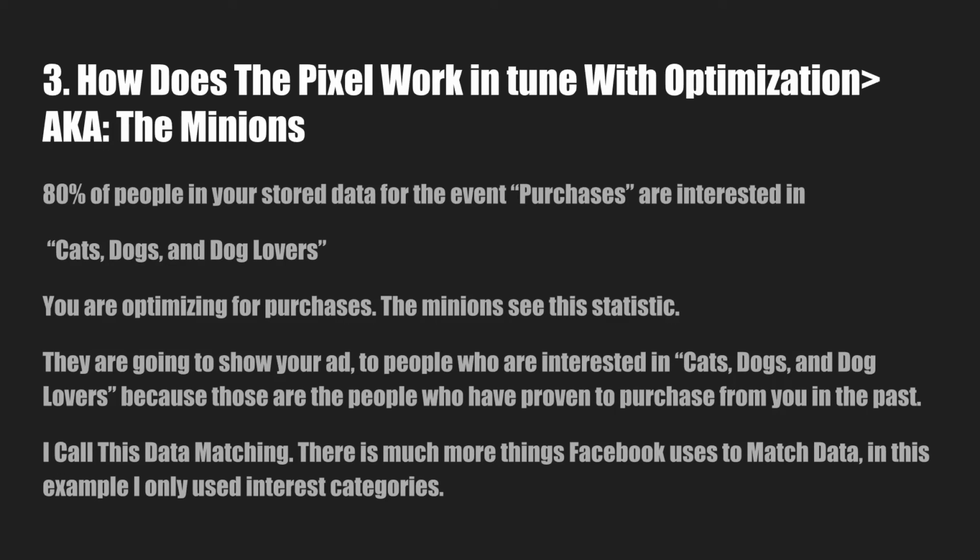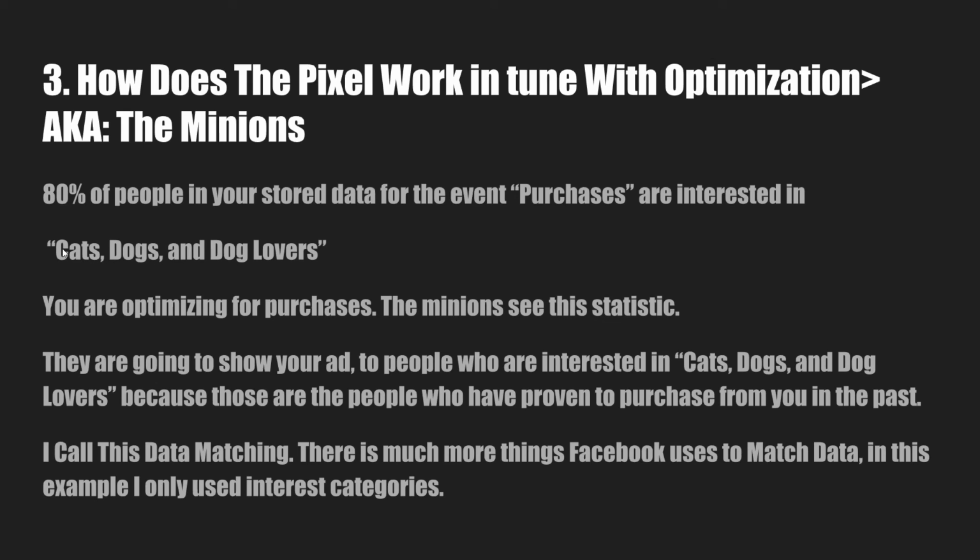So 80% of people in your stored data for the event purchases are interested in cats, dogs, and dog lovers. Okay, 80% of the people. Your minions are going to see this statistic. They run through all the numbers, all the interests, all the demographics and stuff, and they figure out what is most common amongst these people. They look for patterns. You hear me talking a lot about looking for patterns in your advertising. Well, so does your optimization. These little minions are looking for patterns.